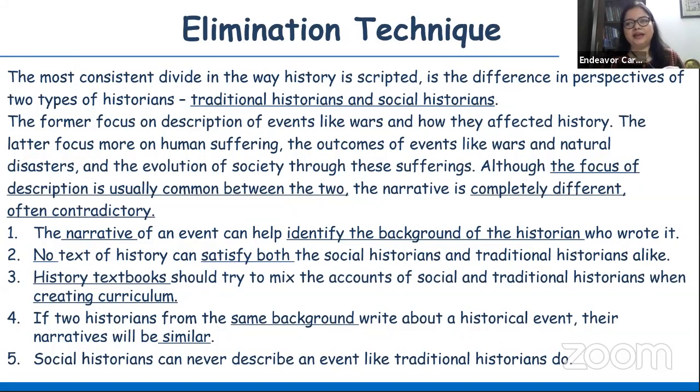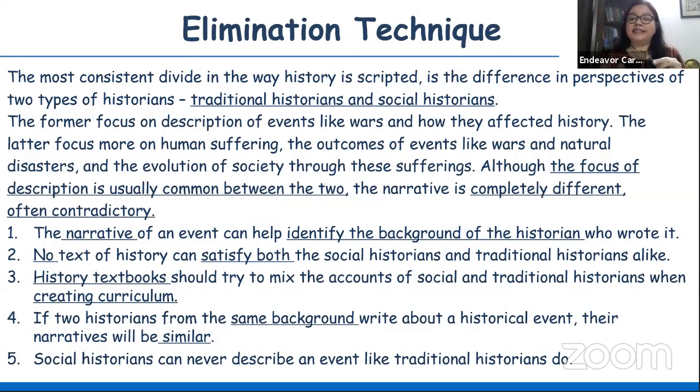A is B does not mean B is A. All A are B does not mean all B are A. I can't say that I can look at the narrative. That's not the data given to me in this passage. It only says that these two different historians describe an event completely differently. It doesn't tell us that I can use a narrative to identify the background of the historian who wrote it. Okay?